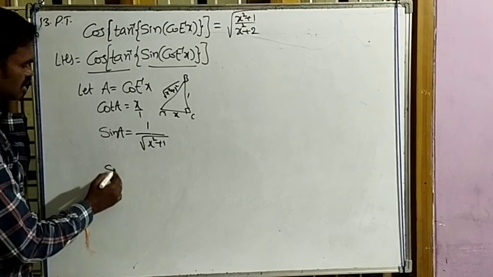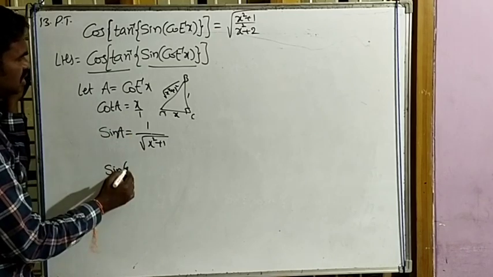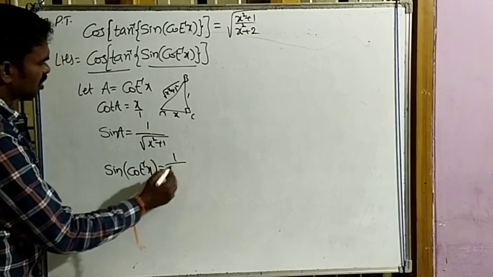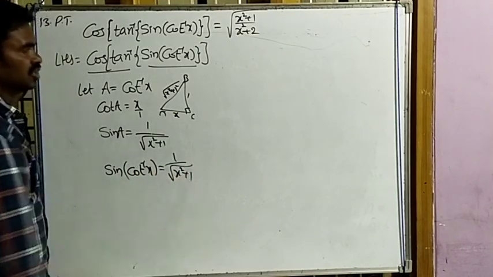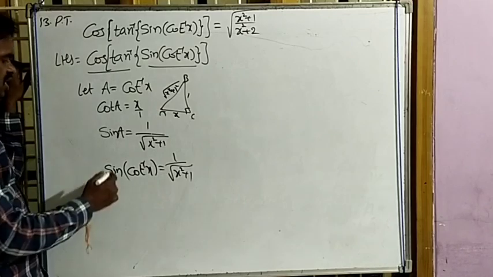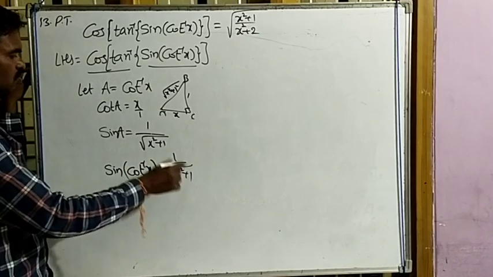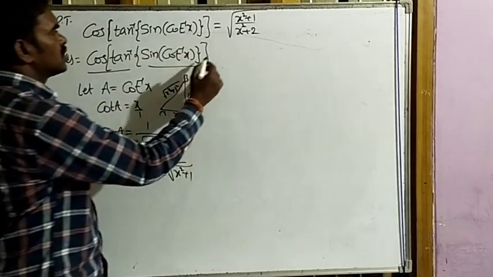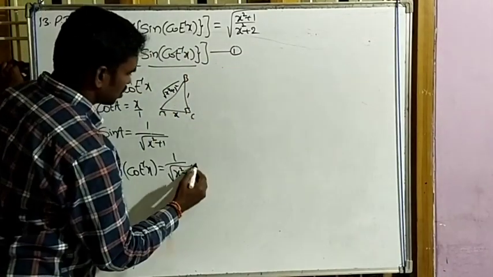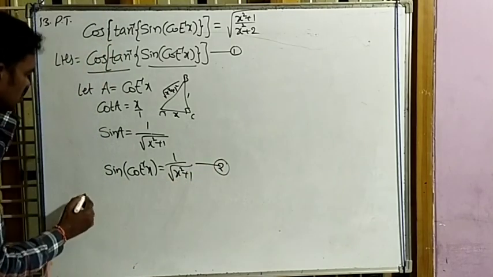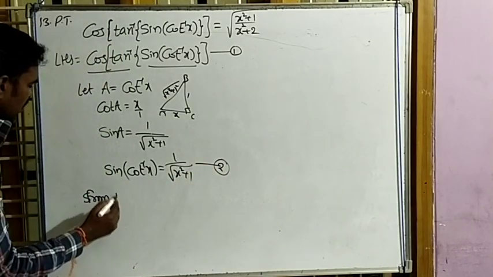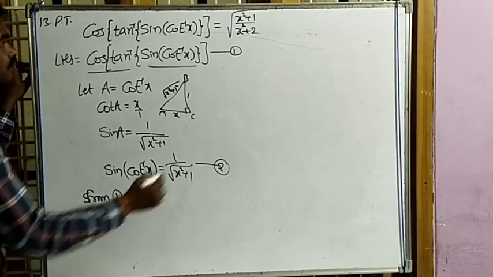means sine of cot inverse x. Sine of cot inverse x is equal to 1 by root of x square plus 1. So this sine of cot inverse x value is 1 by root of x square plus 1. Substitute here. From equation 1 and 2 simply.